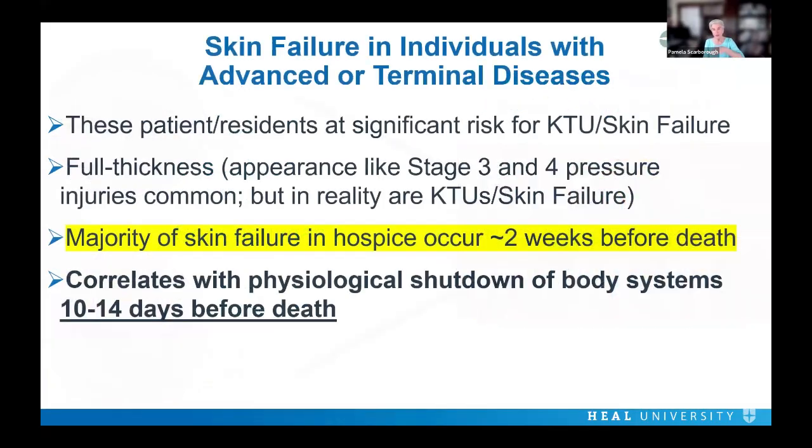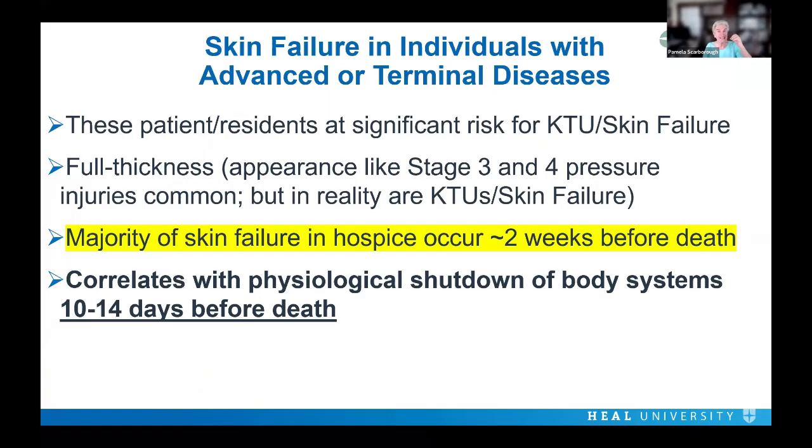Then, when we look at skin failure in people that have advanced or terminal diseases, these are the people that are most at risk for your Kennedy terminal ulcer, for your skin failure. They have that full thickness appearance. They look like a stage 3 or 4, but in reality, they're skin failure, Kennedy terminal ulcers.